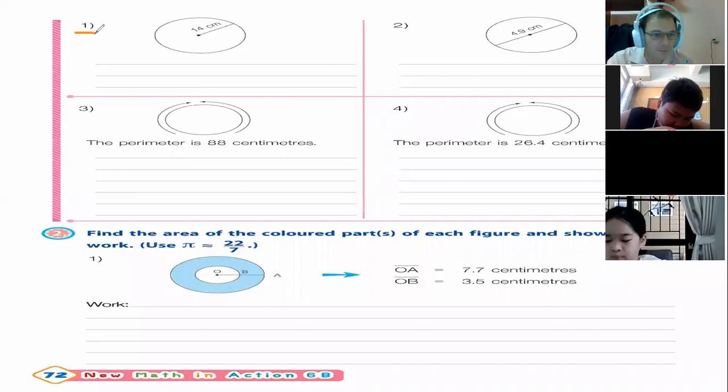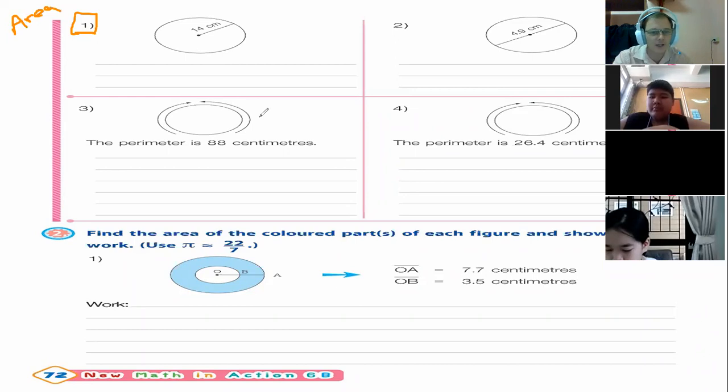So for number 1, on page 72, what is the formula to calculate the area? Come, let's all together here, all together. What's the formula to calculate the area?